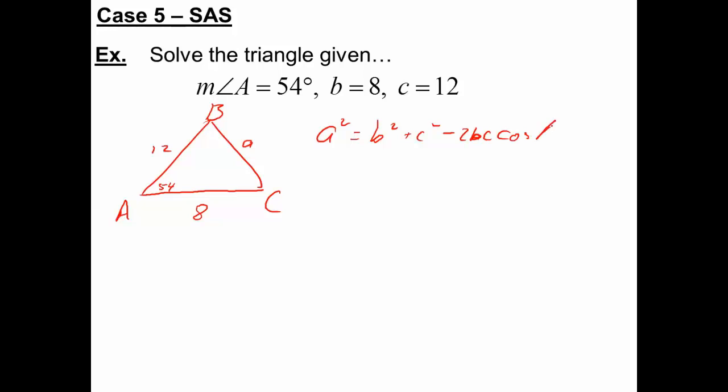Cosine A. And we're going to realize something: if I'm looking for side A, I don't really have to do much manipulation here at all. I just have to get rid of that square. In other words, side A is going to equal the square root of b squared plus c squared minus 2bc cosine A. So I just have to plug and chug, type it in the calculator, and I have my first side.